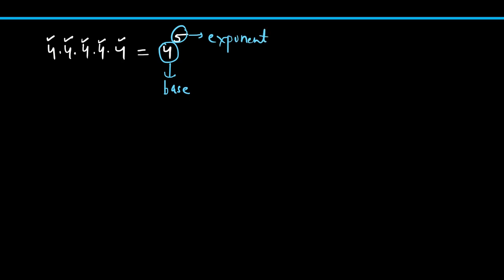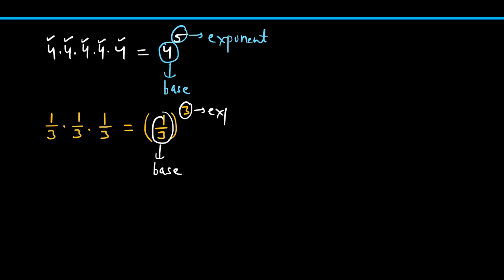Let's take another example. The second example I'm going to take is, let's say I have 1/3 times 1/3 times 1/3. If we have to write it in the form of a power, we can write it as 1/3 power 3. And again, this 1/3 is your base in this case, and this 3 is the exponent. Okay, so you can write it this way.